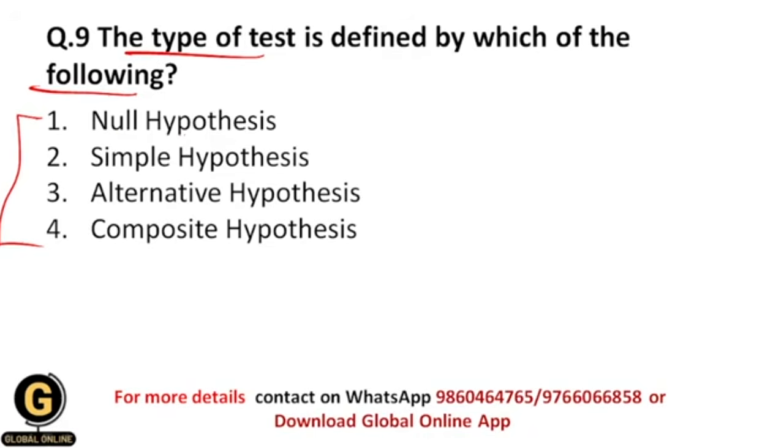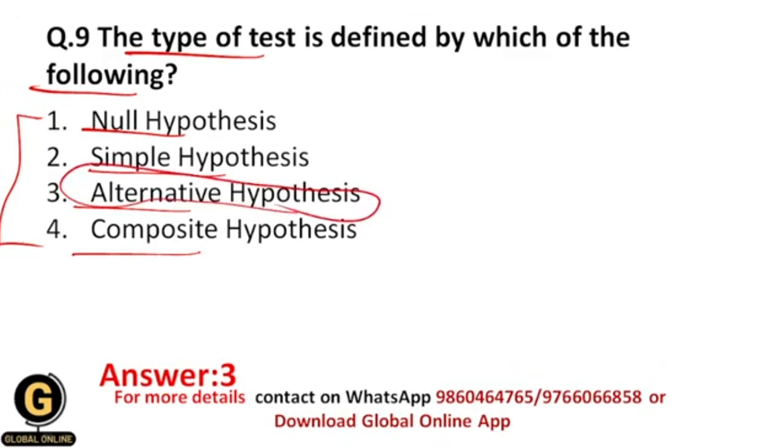So whether it is null hypothesis, simple hypothesis, alternative hypothesis, or composite hypothesis. From these hypothesis types, you will understand that there is only the alternative hypothesis under which we exactly predict the relationship between the variables, right? And that's why this is the only hypothesis type by which the type of test is defined. Your correct answer over here is 3, that is alternative hypothesis, and the remaining options get eliminated. Those are null hypothesis, simple hypothesis, and composite hypothesis.